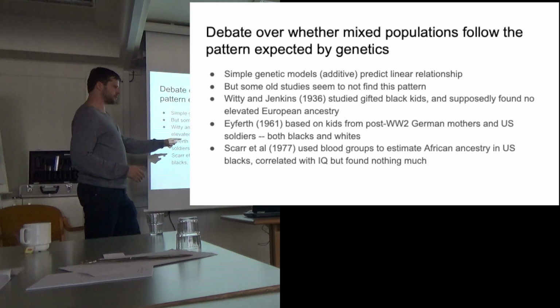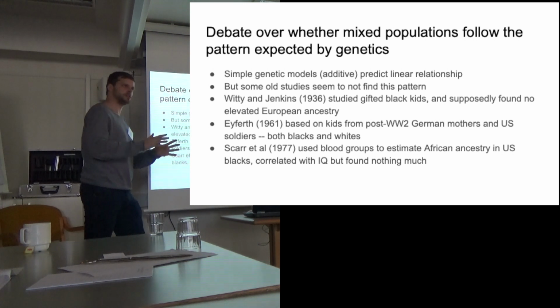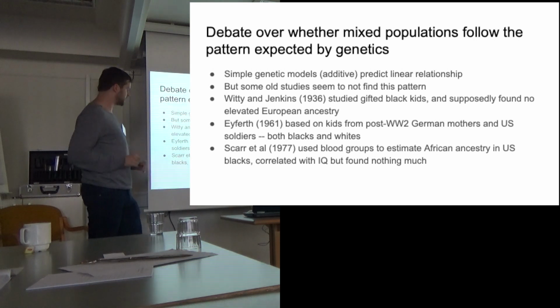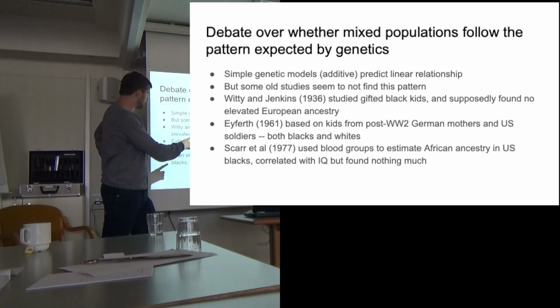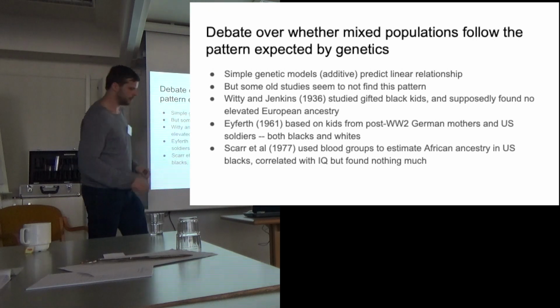Scarr et al. did the first, as far as I know, modern attempt to look at admixture. They used a bunch of blood groups you can get before you had total DNA sequencing. You could get small proteins, and you can get blood group estimates, and this can be used as a kind of crude admixture estimate that this person is probably 20% African or 35% or whatever. And they didn't find any correlation with IQ in their sample, or rather there was one, but it was very small, maybe too small.